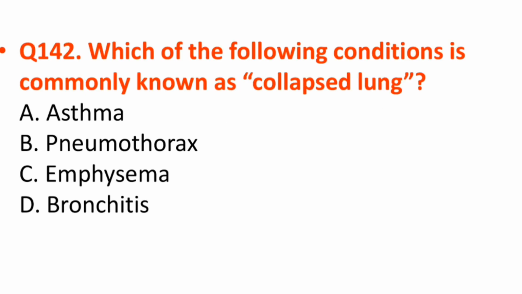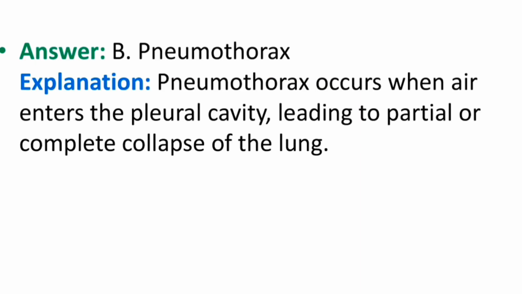The next question. Which of the following conditions is commonly known as collapsed lung? Option A, asthma. Option B, pneumothorax. Option C, emphysema. Option D, bronchitis. The correct answer is option B, pneumothorax. Pneumothorax occurs when air enters the pleural cavity, leading to partial or complete collapse of the lung.